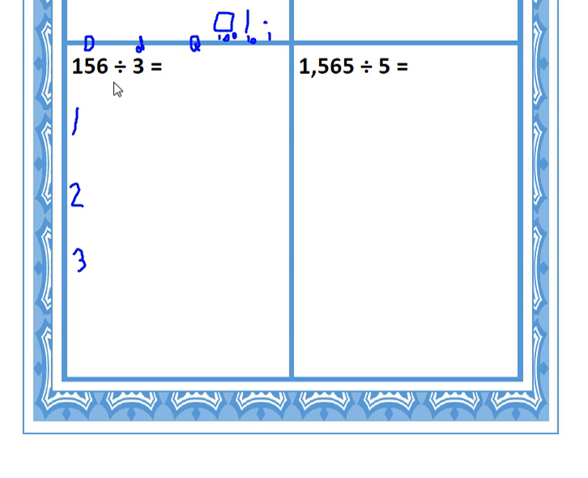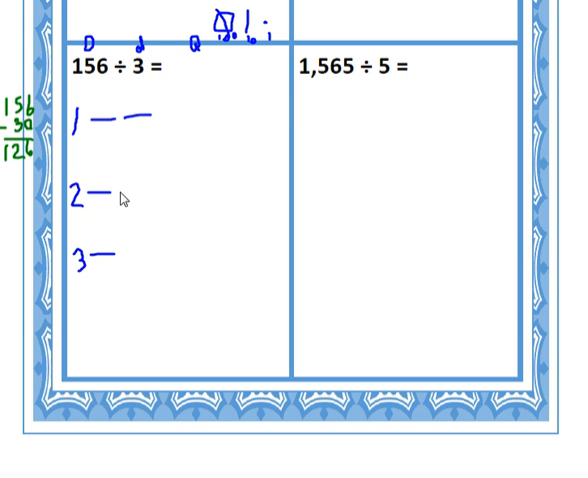So let's try 156 divided by 3. Can I use 100s? If I had 100, 200, 300, that would be too large, so we're not going to use that one. Let's try tens. 10, 20, 30. That's good. So we can do a little subtraction to the side. 156 minus 30 is going to be 126. Can I do that again? Yes.